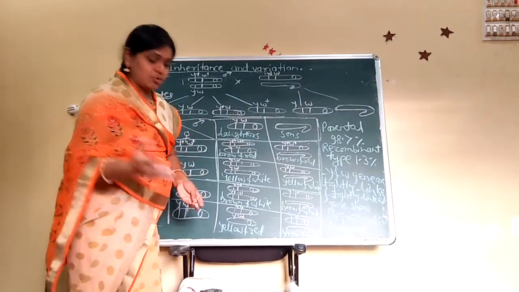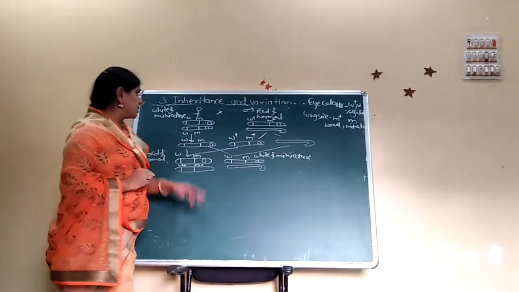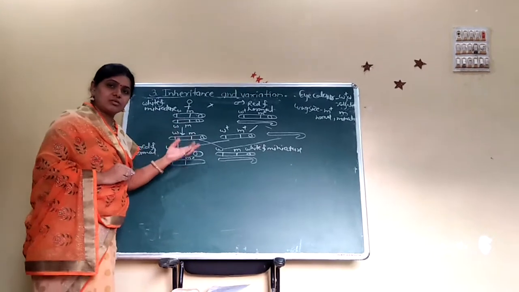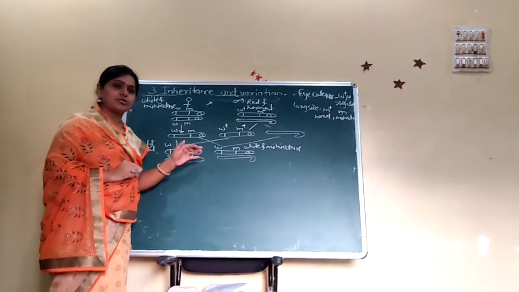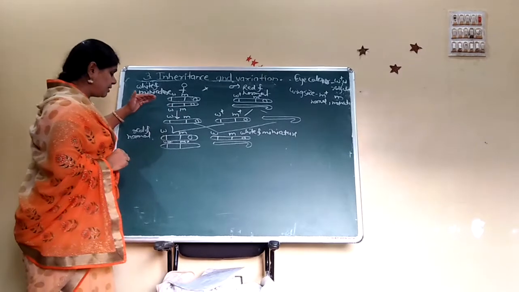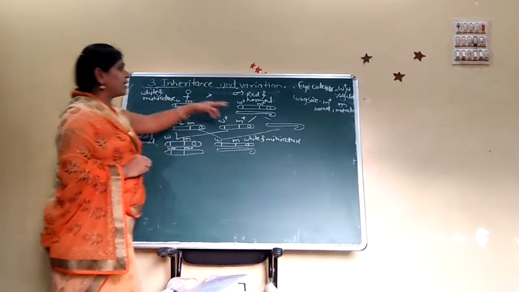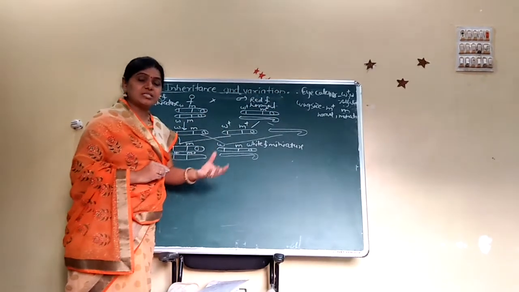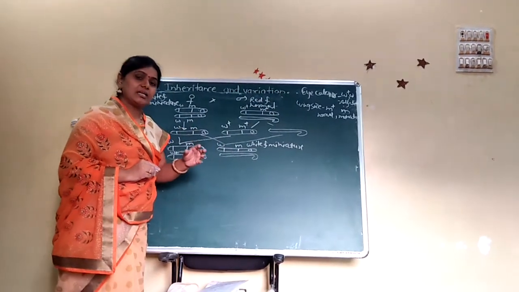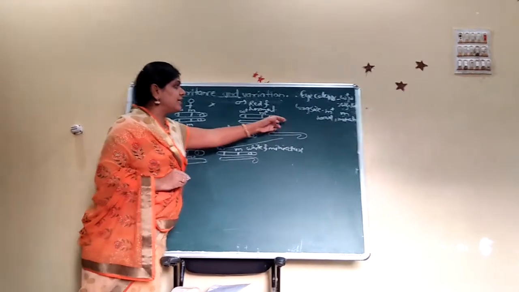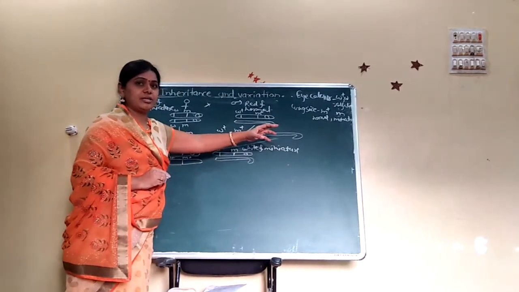Then the next cross, the second cross here, shows the crossing over. The first cross shows the linkage, but the second cross shows the crossing over. In that cross there are two characters, eye color and wing size. We know that eye color is white and red, and wing size is normal and miniature.